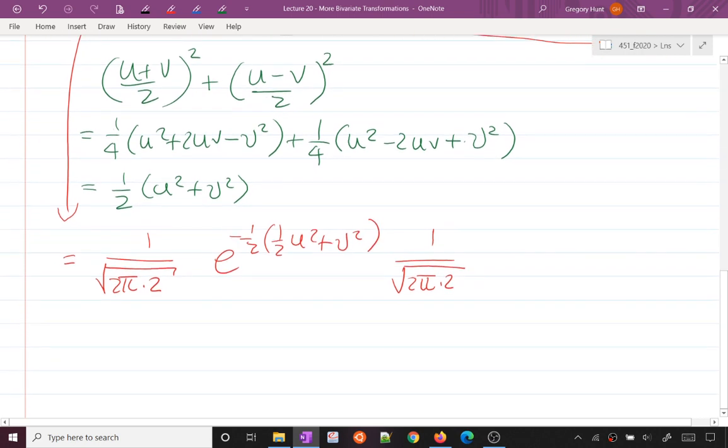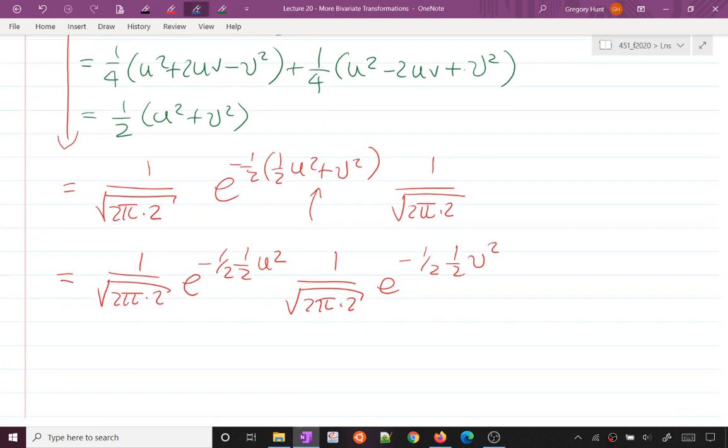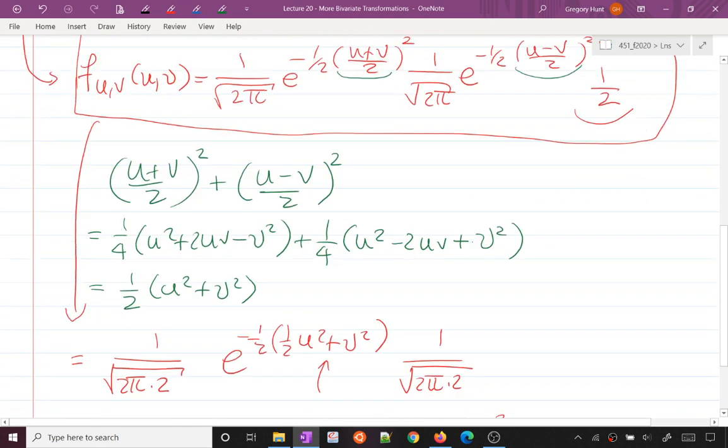Okay, that is a little weird of a way to write it, but notice that I can then break this exponent up again. So I would get 1/square root of 2 pi times 2, e to the negative 1/2 times 1/2 u squared, and then I'd get 1/square root of 2 pi times 2, e to the negative 1/2 times 1/2 v squared. So this is all just algebra to rearrange this joint PDF, which we derived above.